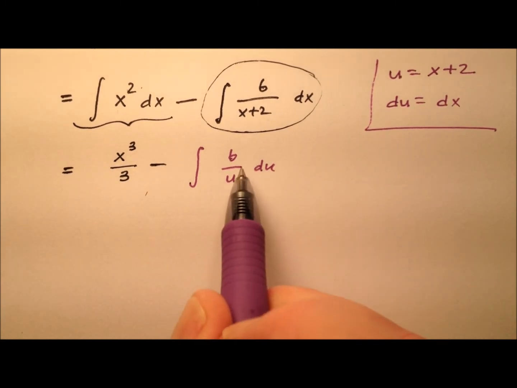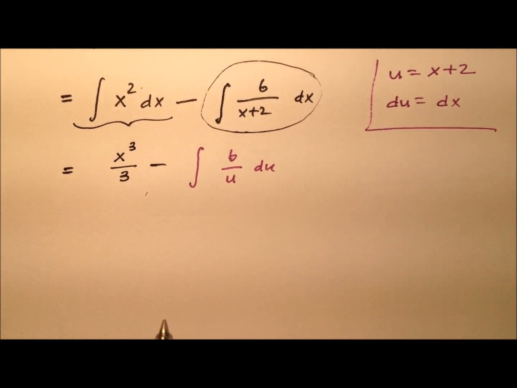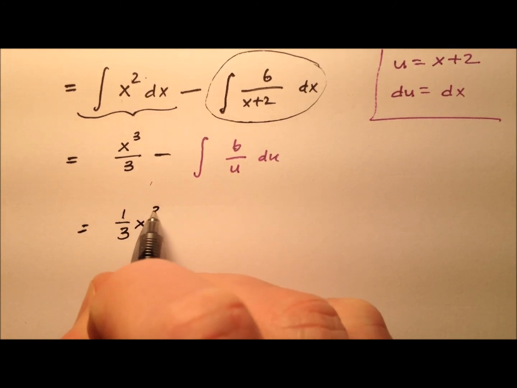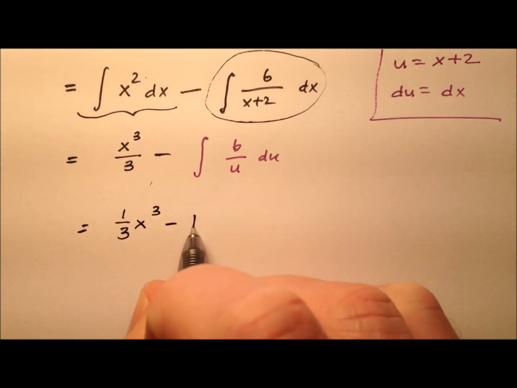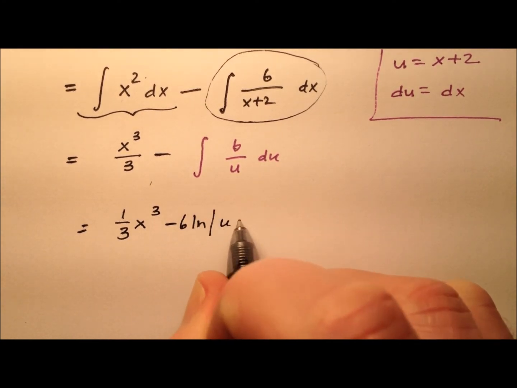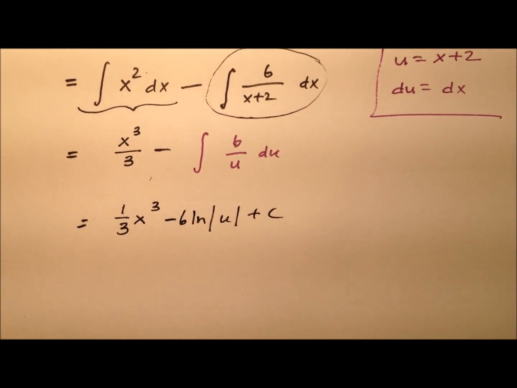Okay, so what's the integral of some constant over u? Well, that's just going to be the natural log. So let's go ahead and now write all this together. So we have 1/3 x cubed minus the natural log, and of course we have the 6 out front, natural log of the absolute value of u plus c.